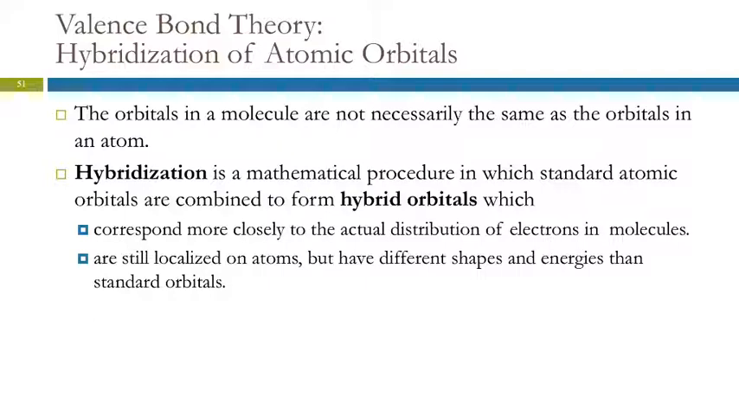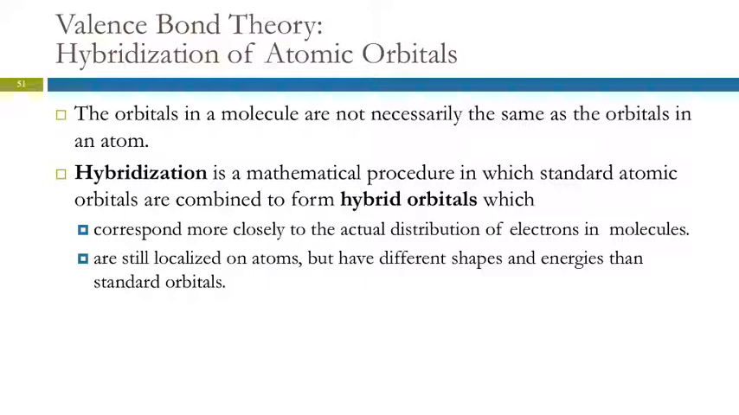Well, it turns out the orbitals in a molecule are not necessarily the same as the orbitals in an isolated atom. Orbitals can hybridize. That's a mathematical procedure in which you take standard atomic orbitals and you combine them together to form hybrid orbitals. It's a little bit like taking those wave functions and averaging them together. When we do this, this corresponds better to the actual distribution of electrons in molecules.